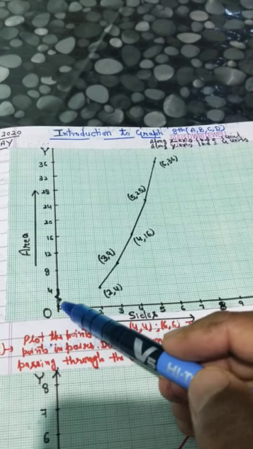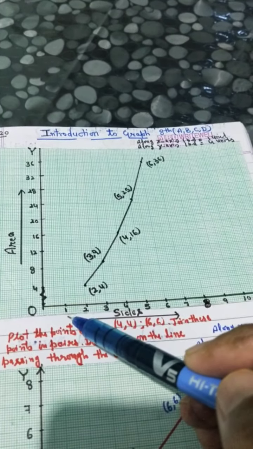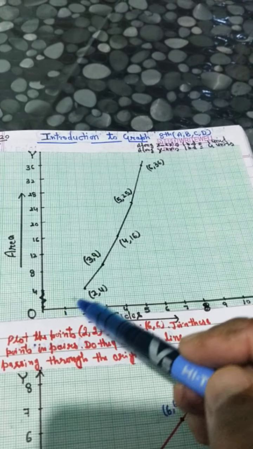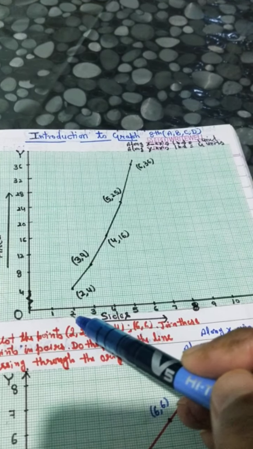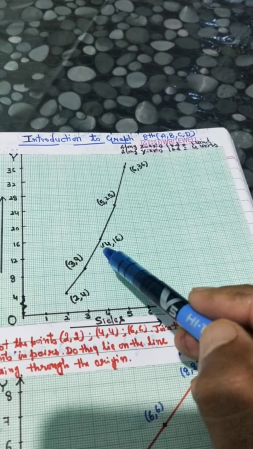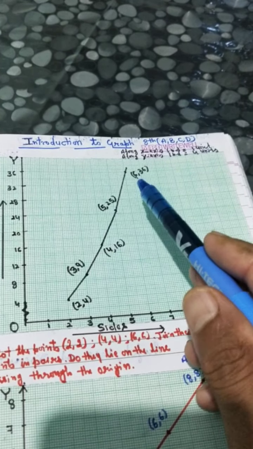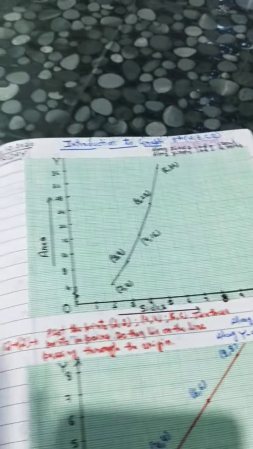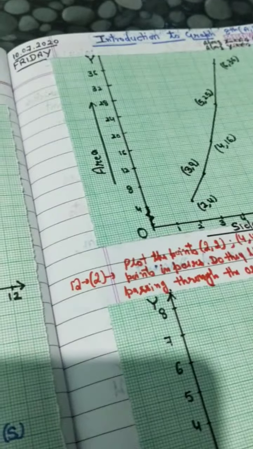Kink means your graph starts from 4. So don't take your one side, either you can take it or don't take. If I take side 2, then its area is 4. 2 4, 3 9, 4 16, 5 25, 6 36. Join with the help of a scale. Don't join all the points together.